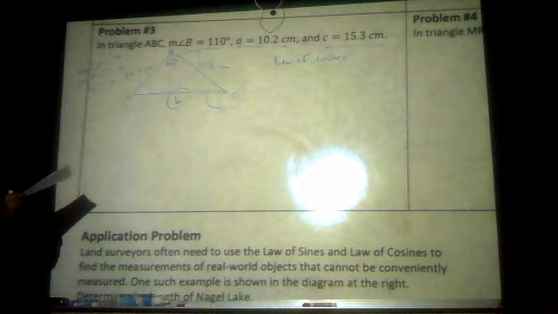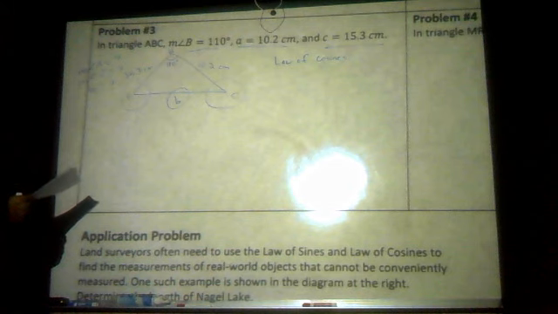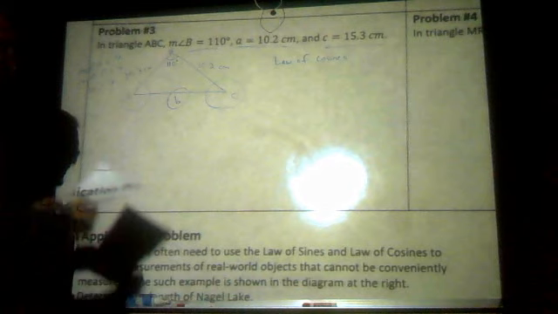Hold on. Alright, looking at the wrong part on my solution. I was like, wait, what?